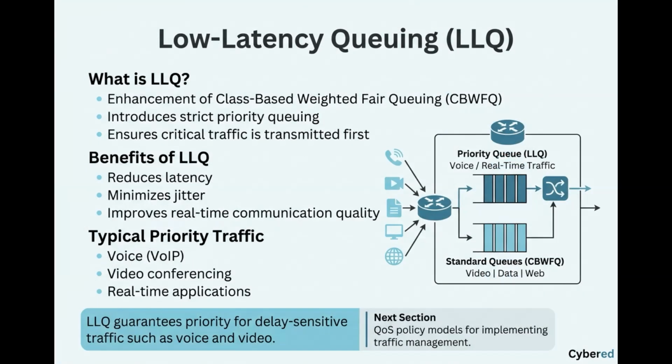Low latency queuing, LLQ, enhances CBWFQ by introducing strict priority queuing. This allows critical traffic such as voice and real-time communications to be transmitted before packets in other queues. By prioritizing delay-sensitive traffic, LLQ helps reduce latency and jitter, improving the quality of real-time services.